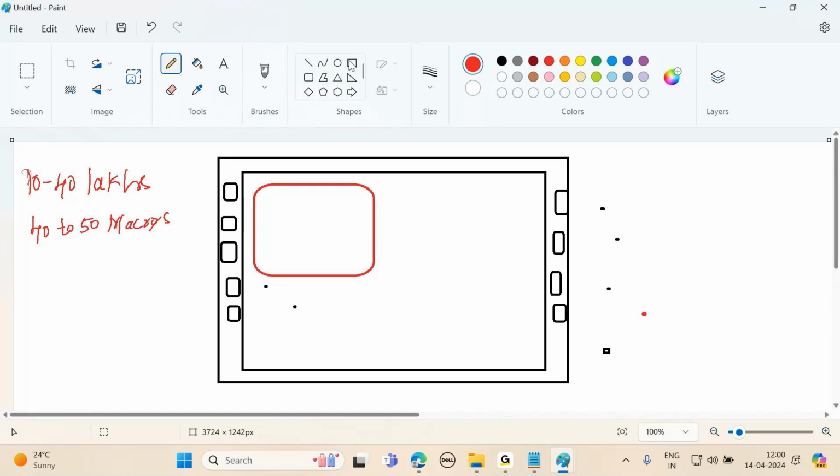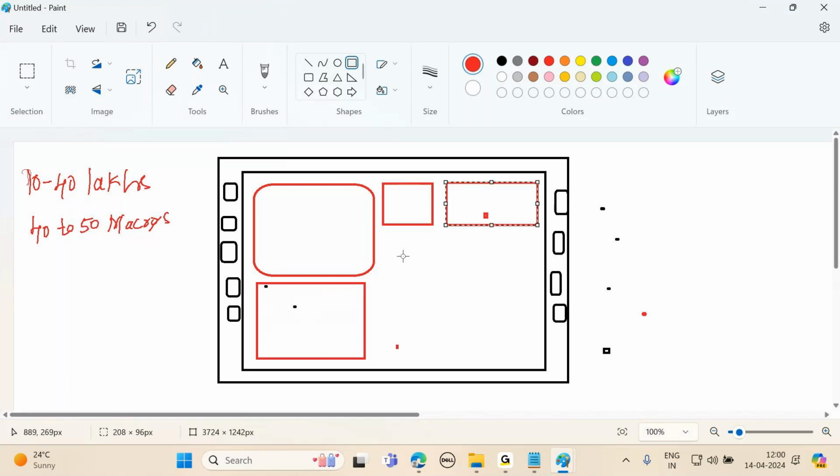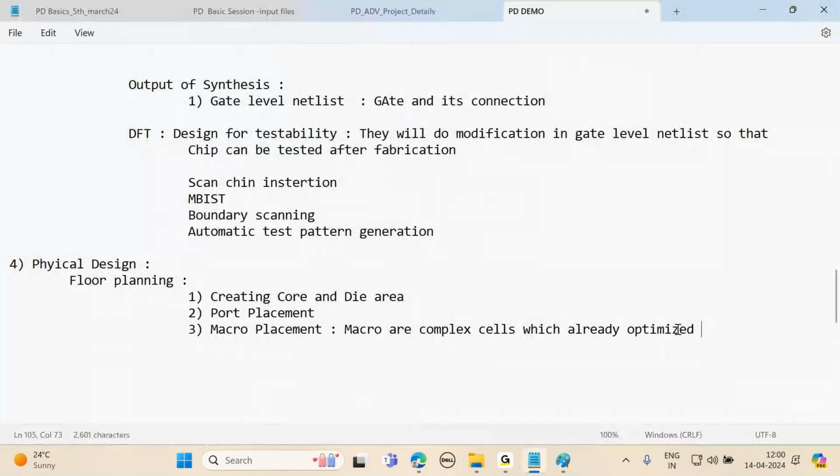So like that, do macro placement first. All these are macros. Macros are bigger designs, right? First do the macro placement. After doing macro placement, next you should do power planning. Power planning means, if you see the layout which I have already drawn, every cell requires what?